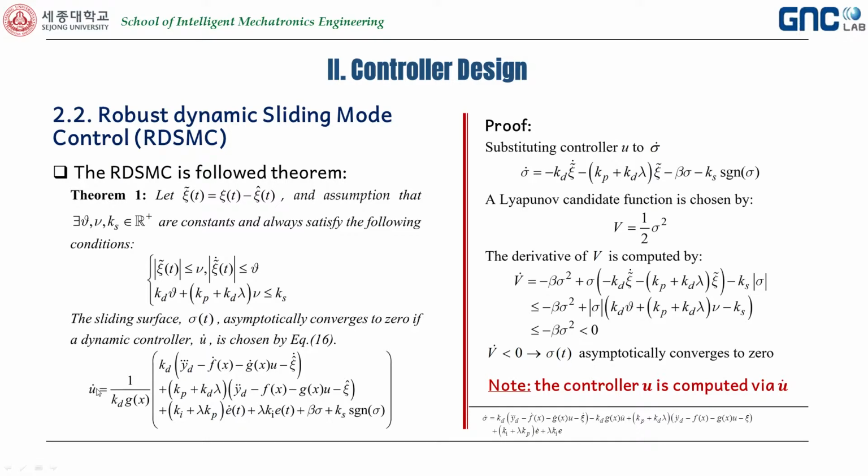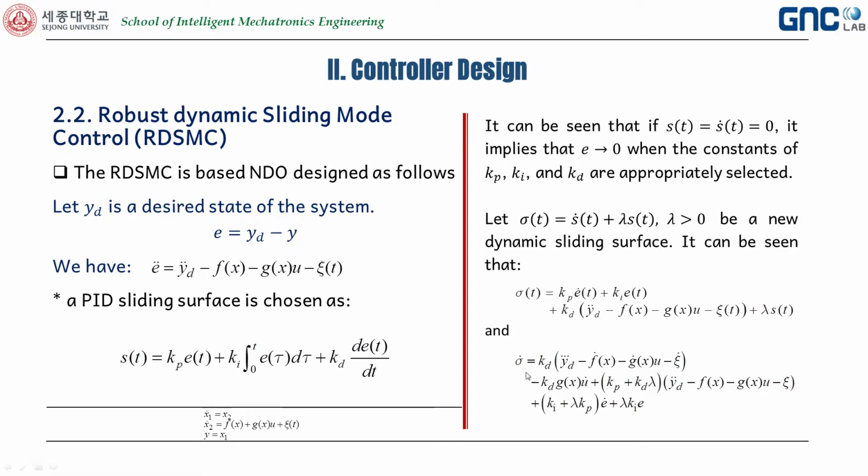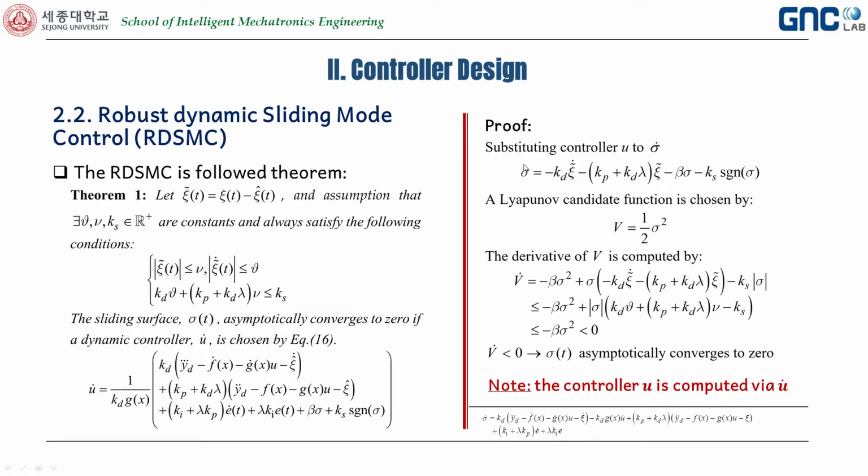From u dot, we can take integration to find the controller u. We can prove it by this procedure. Let's substitute the controller u. This means that we substitute u dot into sigma dot. Finally we can get sigma dot equal to this formula.